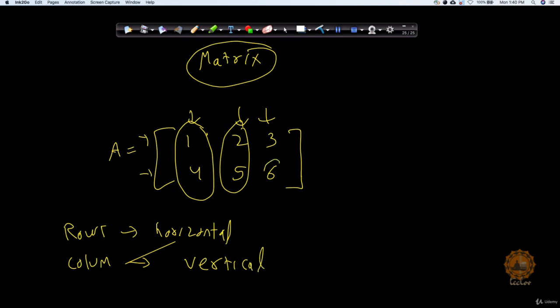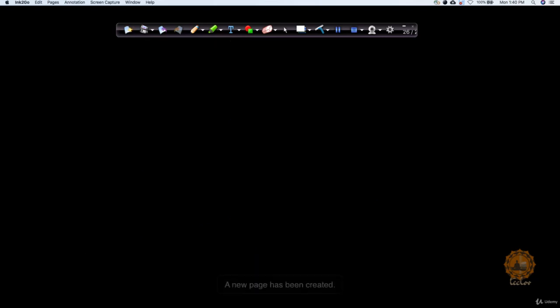Entities: an entity is an individual data item, let's say 6, what you have here. Dimension: how many rows are there? 2. How many columns are there? 3. So 2 cross 3 is the dimension of this particular matrix. Similarly, we have a few more terms. For example, there is something called a square matrix. When I say square matrix, it means that I have the same number of rows and the same number of columns.